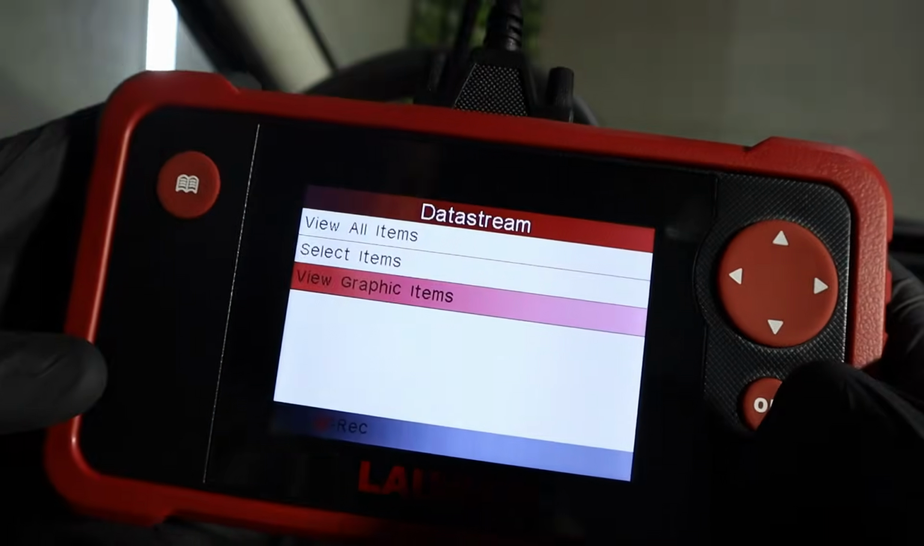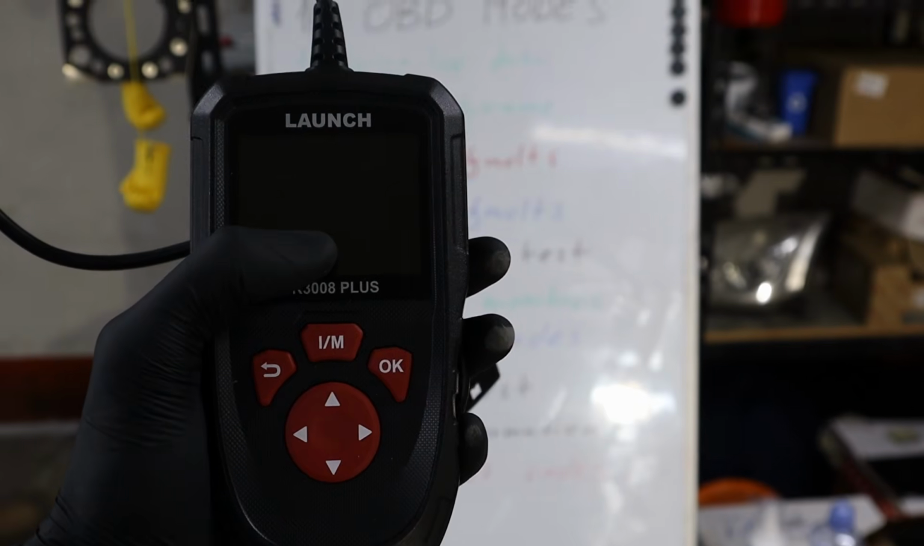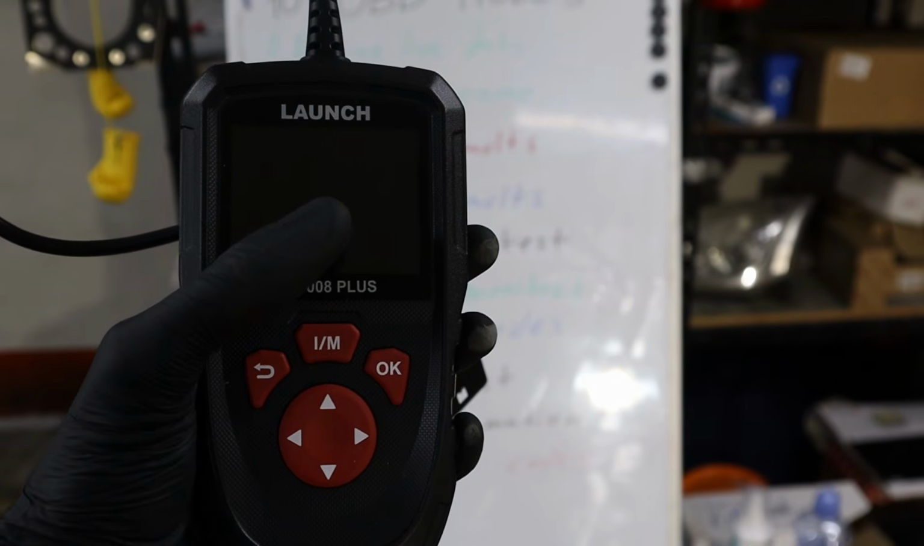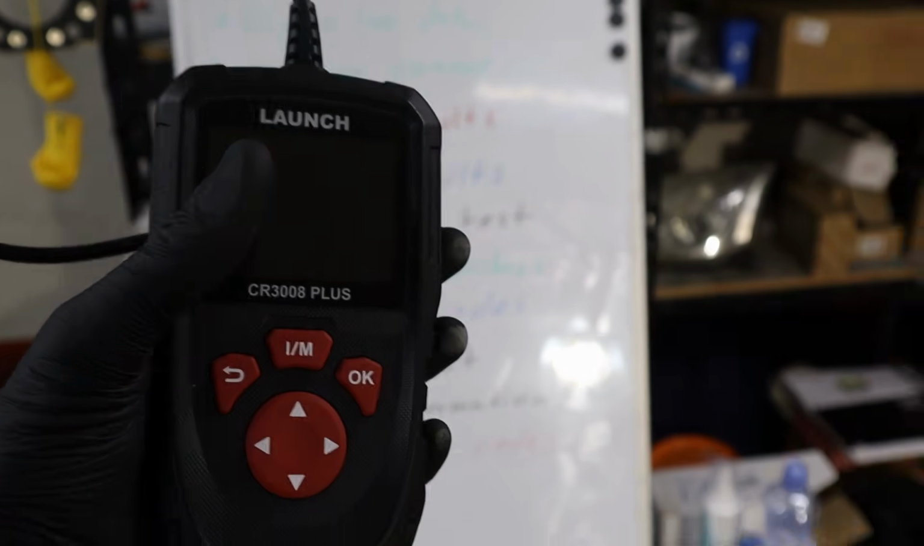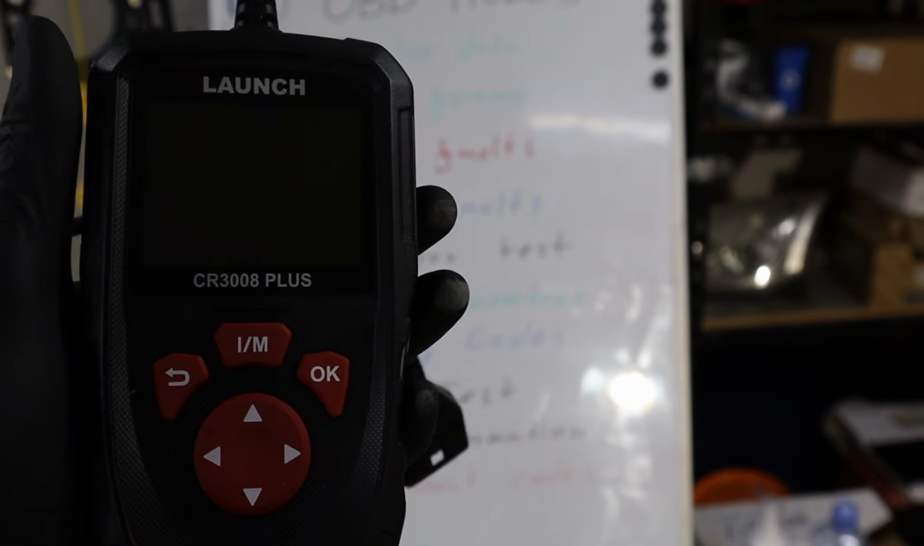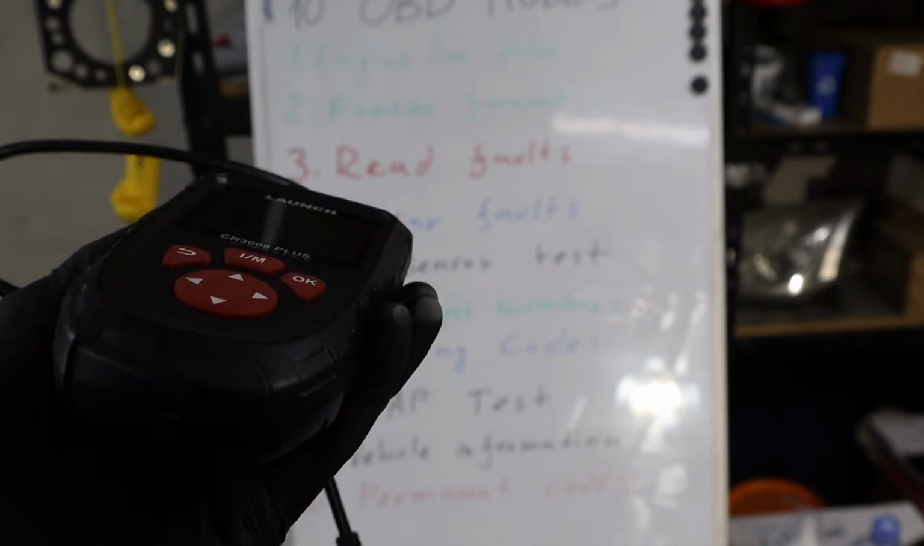And yes, that is live data. Even when you are using just a basic code reader, once you get an understanding of those engine live data, you would be surprised how many engine issues you can diagnose with this simple cheap tool.